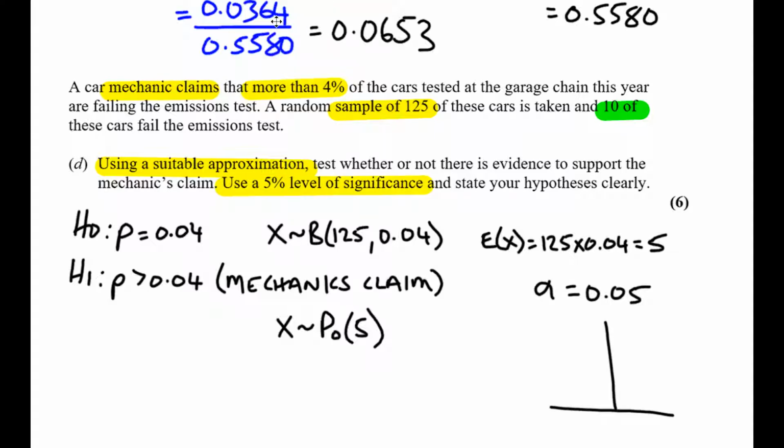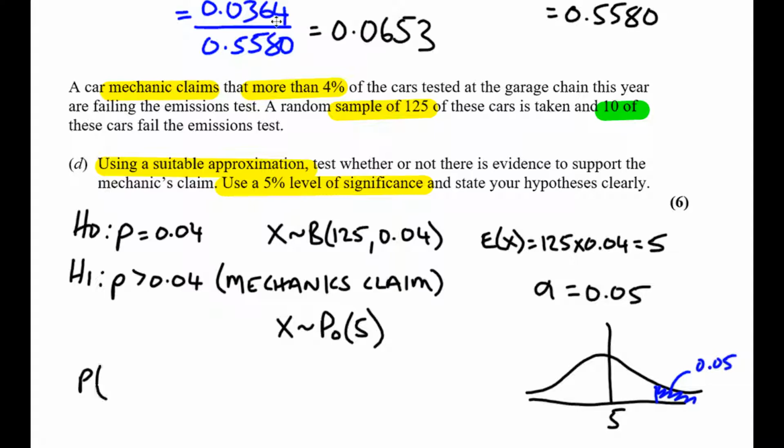Just a quick sketch to make sure that we're on the right track. Expectation is 5, and we're testing whether or not we may well end up over here in the rejection region, with a value that is in the critical region. Okay, so let's get down to the actual test. 10 was more than we were expecting, so I'm going to go for greater than or equal to 10.